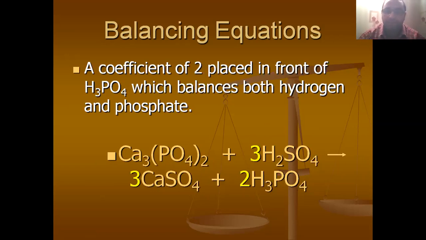We have 3 sulfate on the right side, the product side, and we have 3 sulfate on the left side. 2 times 3H, 3 times 2H. 3 calcium, 3 calcium. So this is a balanced equation.